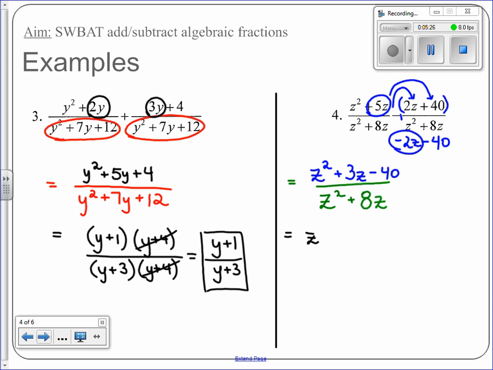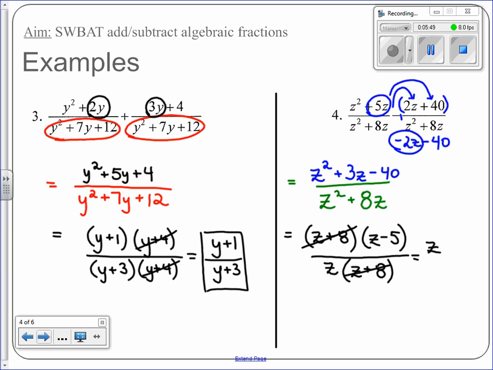So our original numerator is factored using old trinomial skills. Our denominator has a basic GCF. Reduce away like factors. And what remains is your final reduced answer. Guys, that's all there is to it.